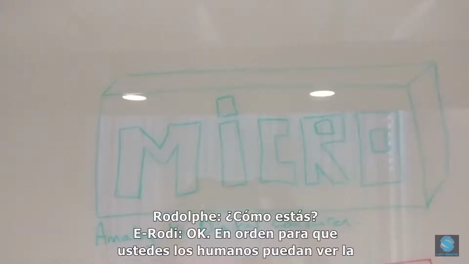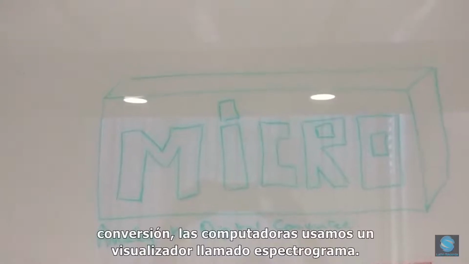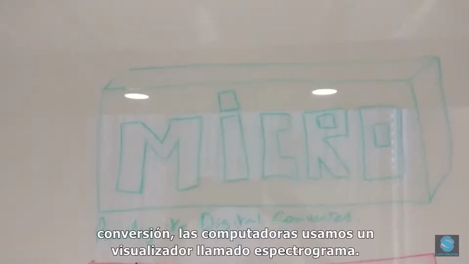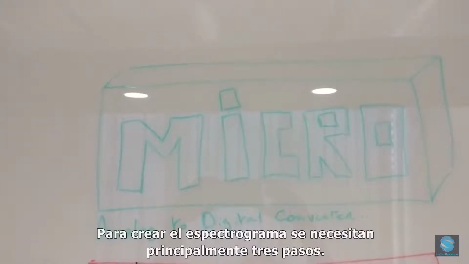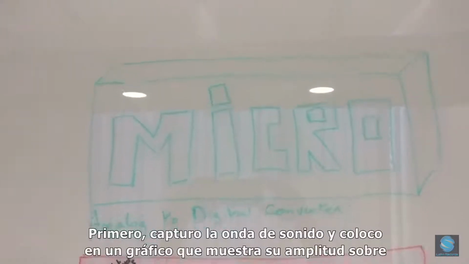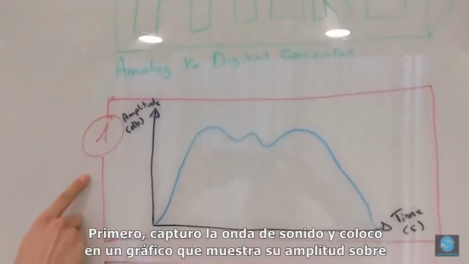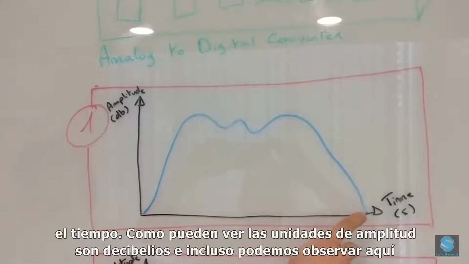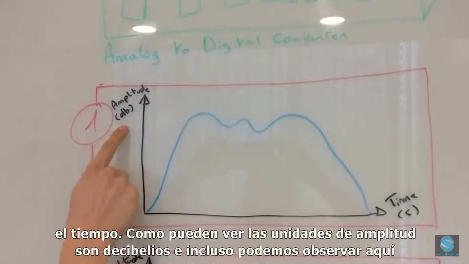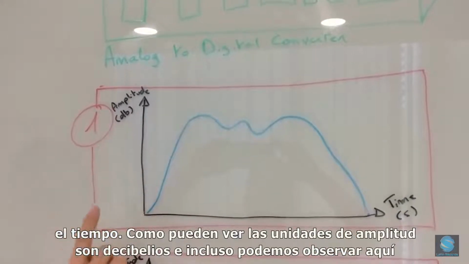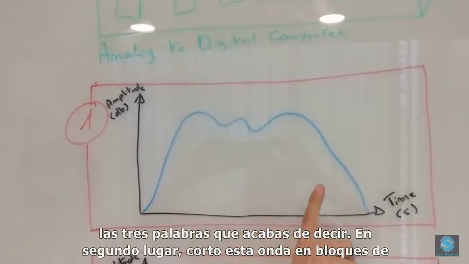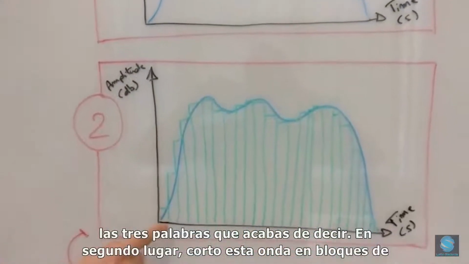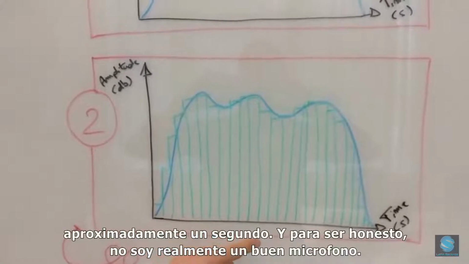In order for you, humans, to see the conversion, we, computers, use a visualization called spectrogram. To create this spectrogram, three main steps are needed. First, I captured the sound wave and placed it in a graph showing its amplitude over time. As you can see, the amplitude units are decibels, and we can even guess here the three words that you just said. Second, I chopped this wave into blocks of approximately a second.